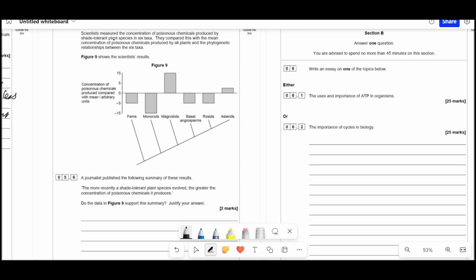Scientists measured the concentration of poisonous chemicals produced by shade-tolerant plants in 6 taxa. They compared this with the mean concentration of poisonous chemicals produced by all the plants and the phylogenetic relationships between these 6 taxa, and here are the results.